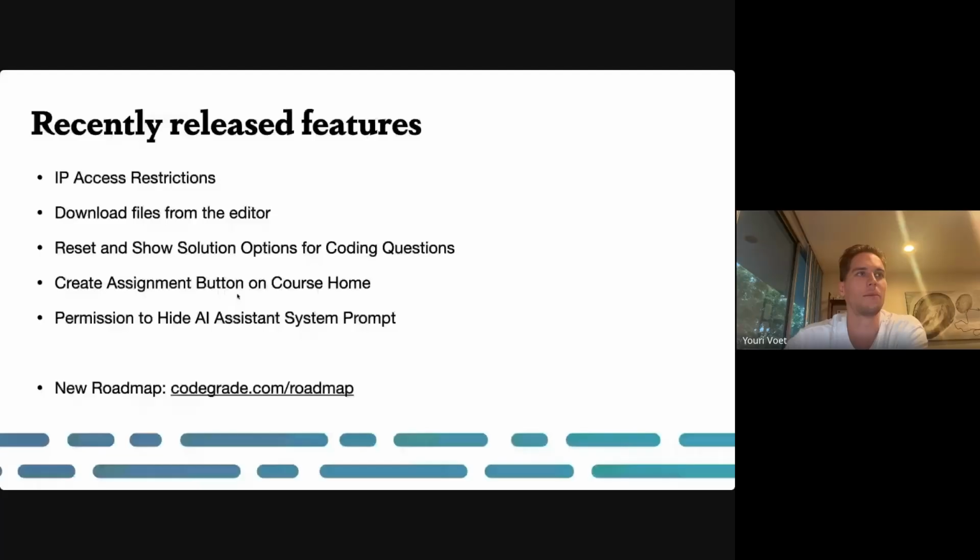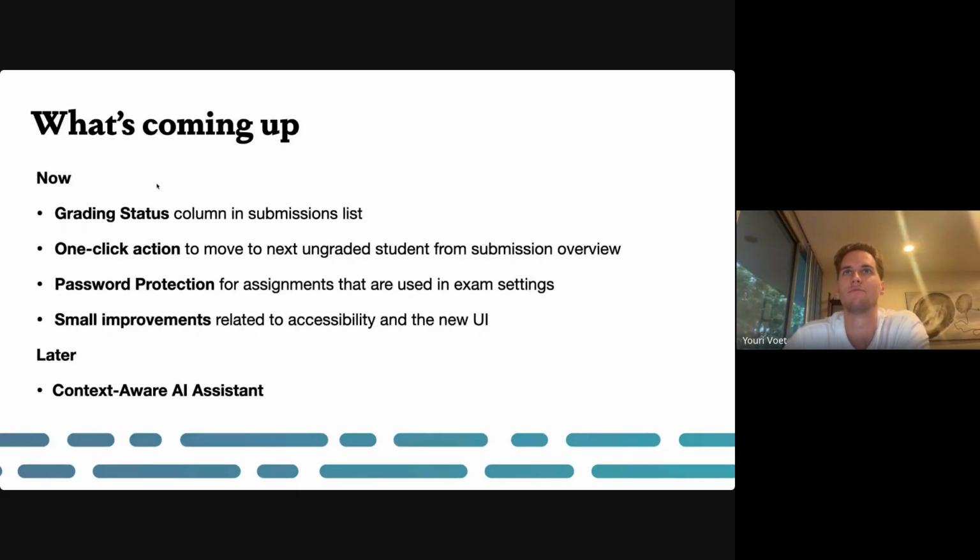So let me go back and talk to you about what we're working on for the next while. And also, you will see we have a new roadmap available as well, integrated with our product development process. So if you want to take a look at what we're doing or what we've done, you can go to codegrade.com/roadmap.